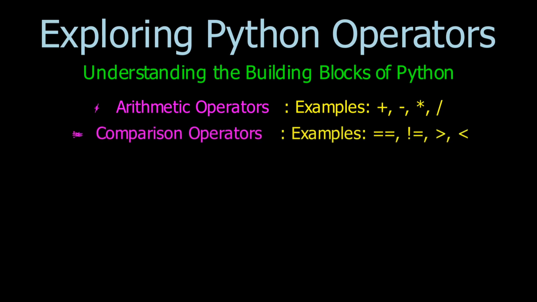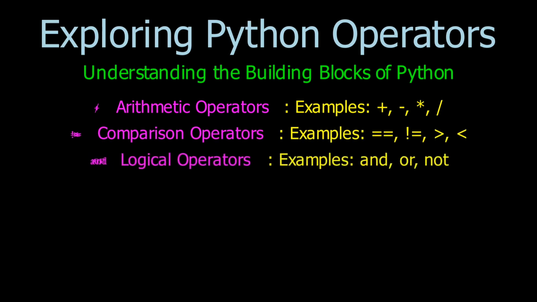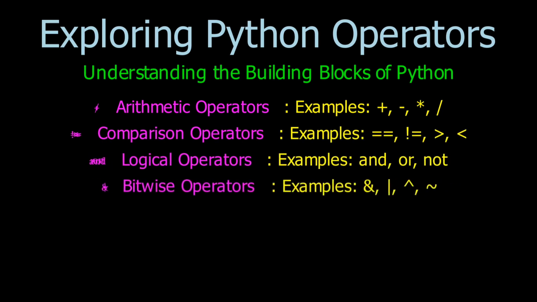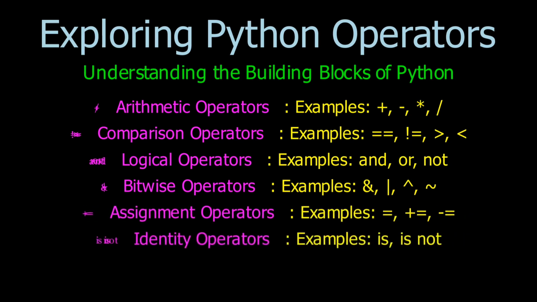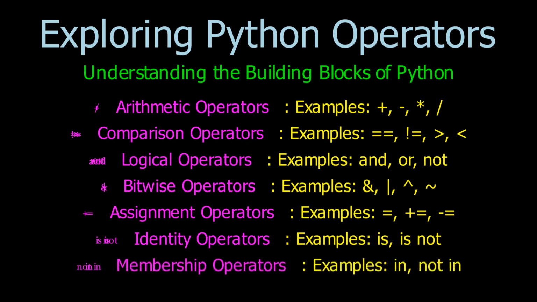Next, we have the comparison operators, which help to compare values and make decisions in our code. Logical operators form the backbone of Boolean logic and decision making in Python. Bitwise operators, powerful tools for working with data at binary level, and assignment operators streamline our code by combining operation with assignment. Identity operators help to understand the object relations in Python, distinguishing between identical values and identical objects. And finally, the membership operators allow us to check the presence within the sequences, essential for working with Python's collections.